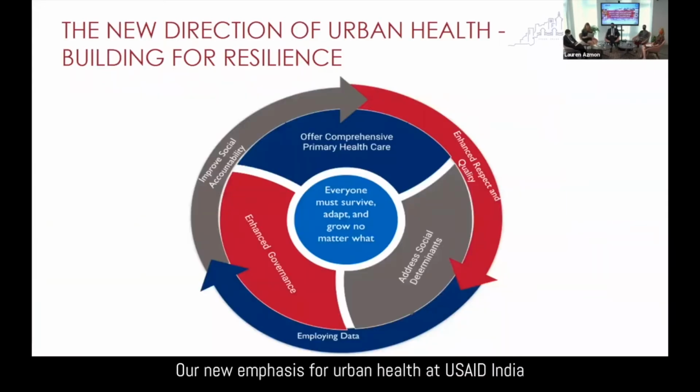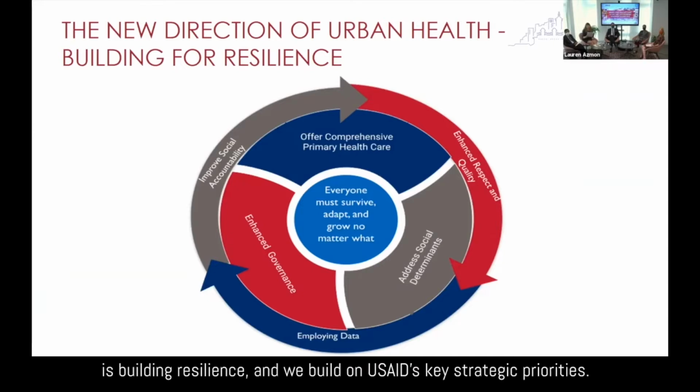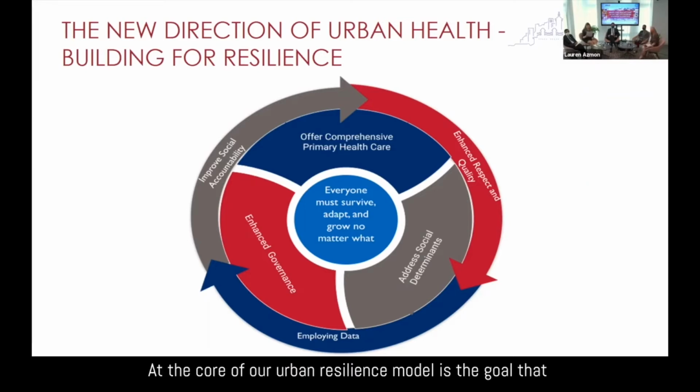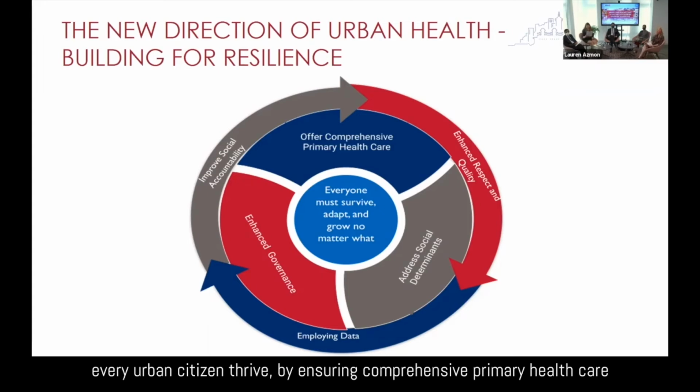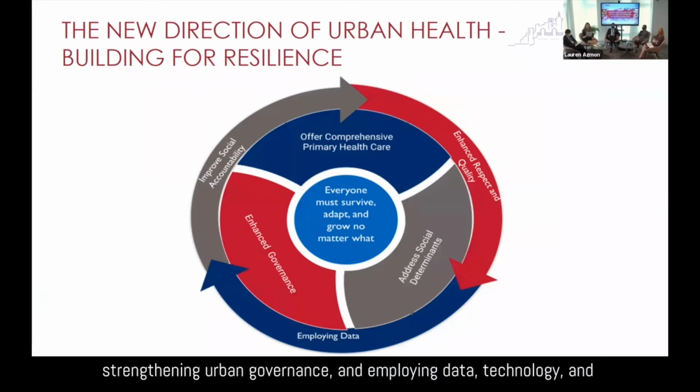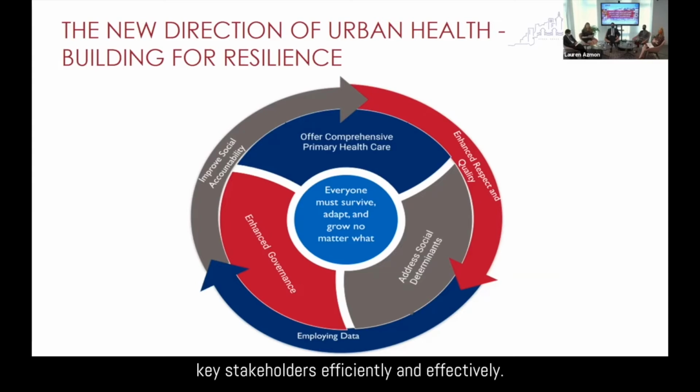So our new emphasis for urban health in USAID India is building resilience, and we build on USAID's key strategic priorities. At the core of our urban resilience model is the goal that every urban citizen thrive by ensuring comprehensive primary health care, addressing social determinants of health, strengthening urban governance, and employing data, technology, and key stakeholders efficiently and effectively.